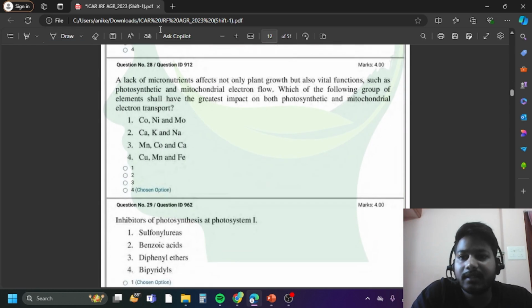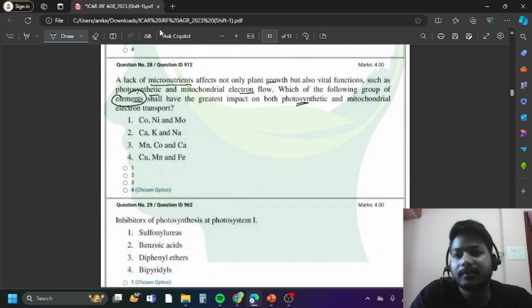Question number 28. A lack of micronutrients affects not only plant growth but also vital functions such as photosynthetic and mitochondrial electron flow. Which of the following group of elements, that is microelements, shall have the greatest impact on both photosynthetic and mitochondrial electron transport? Okay, options are cobalt, nickel, molybdenum; calcium, potassium, sodium; manganese, cobalt and calcium; copper, manganese and iron.